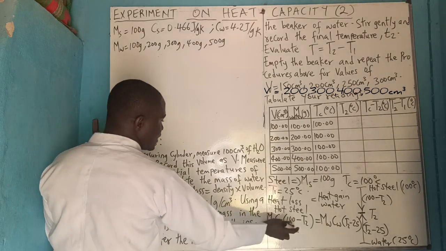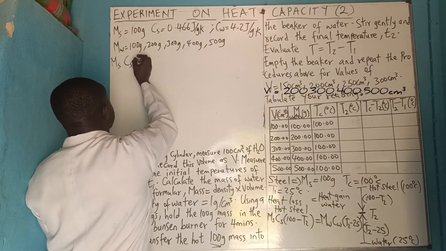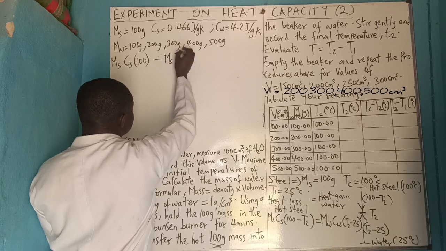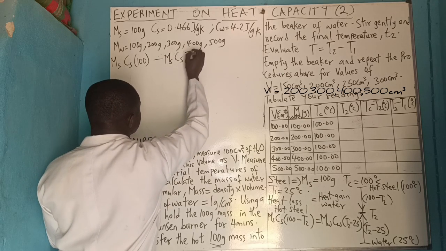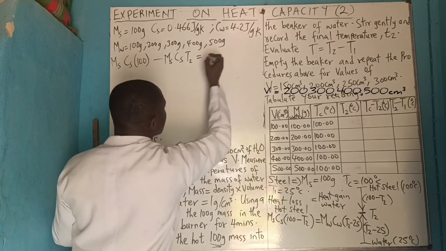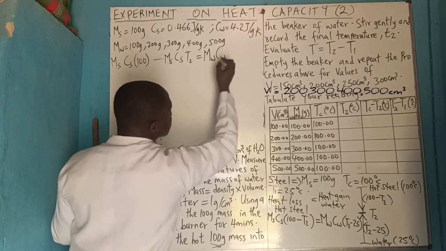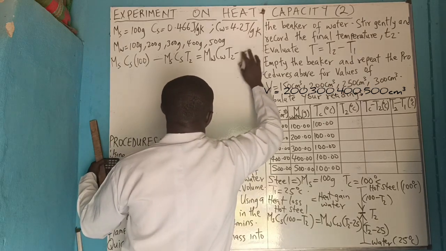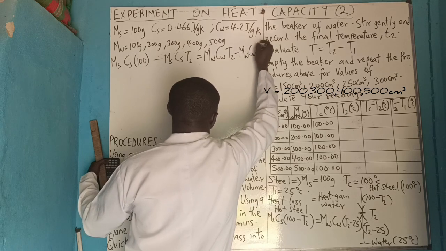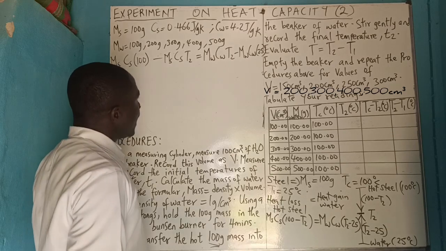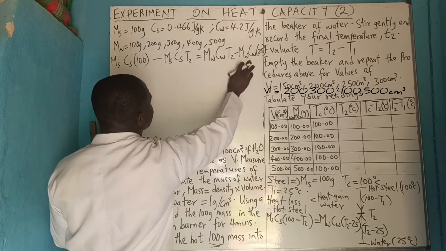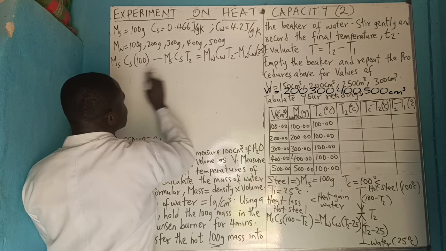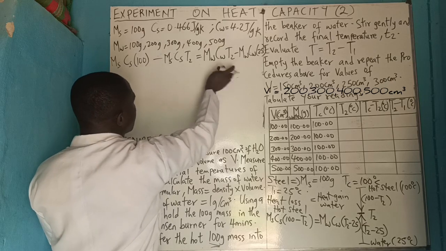We say, expanding this, we have MSCS times 100 minus MSCS T2 equals MWCW T2 minus MWCW bracket 25. And so, making this the subject of the formula, I'll carry this and take it to this side. Carry this, take it to this side. When this goes here, this one will go here.